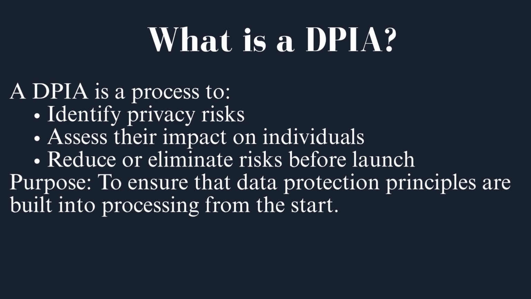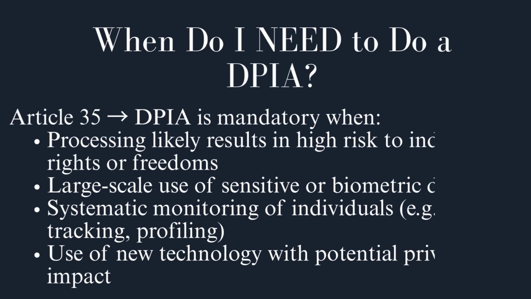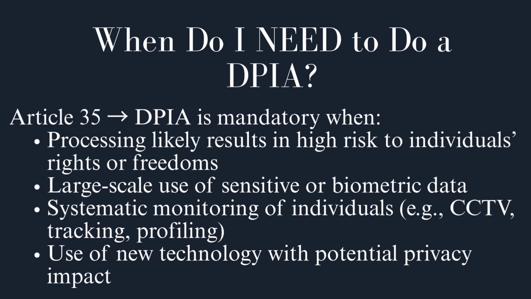Now, when does GDPR actually require a DPIA? Under Article 35 of GDPR, it's mandatory when the processing is likely to result in a high risk to individuals' rights and freedoms. So, this includes processing health data or biometrics on a large scale, monitoring users' behavior like location tracking or facial recognition, and implementing new tech like AI-based analytics. If there's even a possibility of high risk, play it safe and conduct a DPIA.